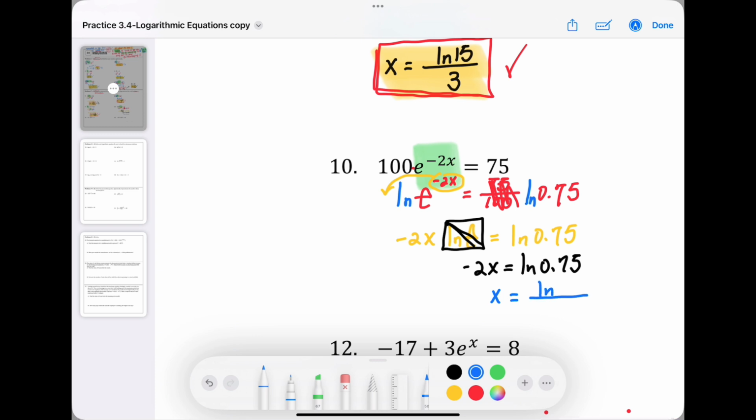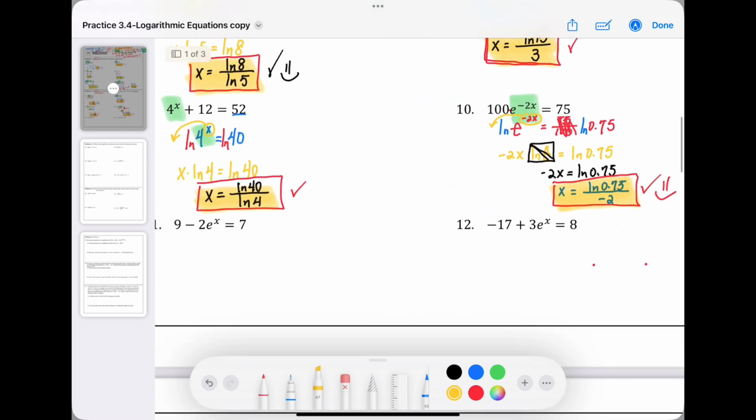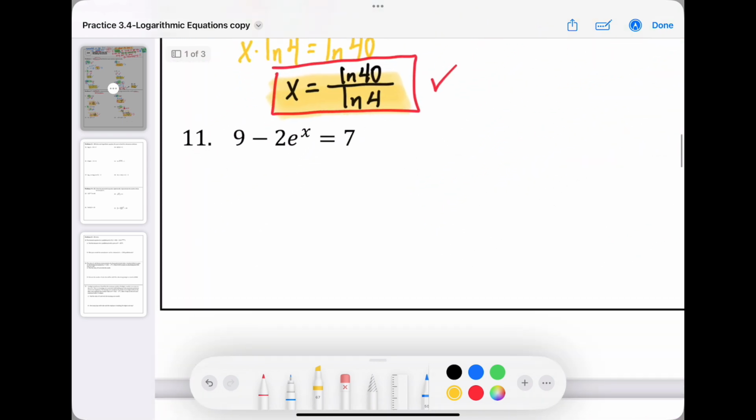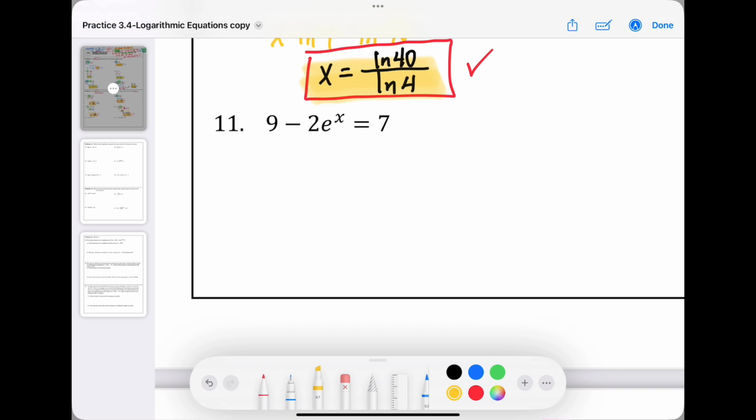And how do I solve it? I'm going to divide both sides by negative 2. So now I have my perfect answer. It's fancy, it's all of everything, but it's perfect. This is my perfect answer. Ooh la la, loving it. So do not overthink. It's all about the base. As you can see, the base is the same, so they cancel out. So now let's move on to number 11.